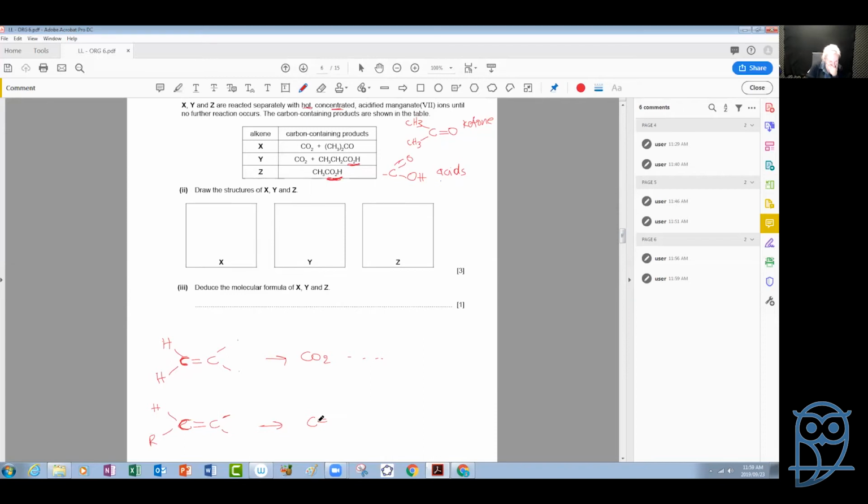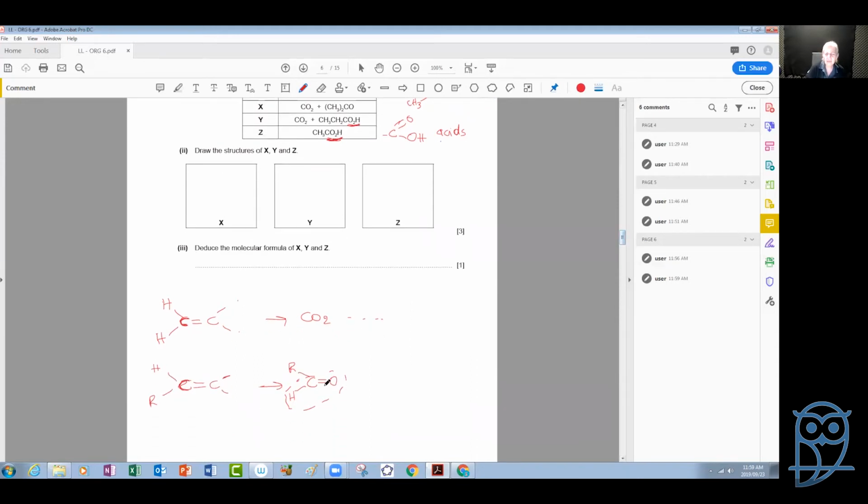aldehyde. Obviously, this will be an aldehyde since the one is hydrogen and the other one is some other alkene. You see, this is the functional group of aldehyde. But usually, when we have aldehydes, these oxidize further in the presence of this hot and concentrated acidified manganate, and therefore this oxidize further into a carboxylic acid that corresponds to this aldehyde.